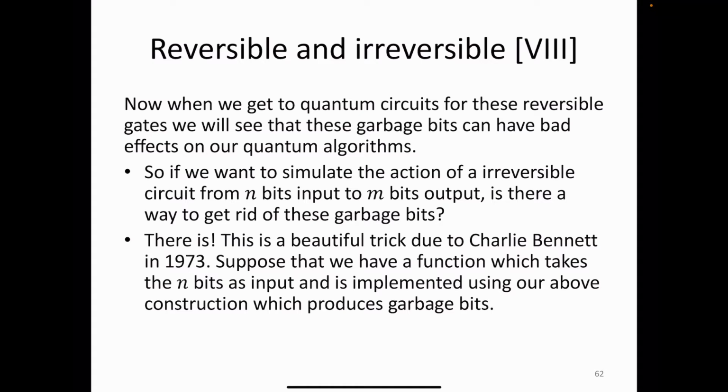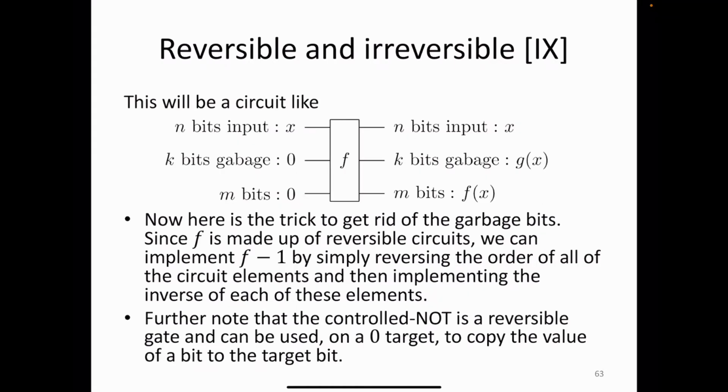So if we want to simulate the action of an irreversible circuit from n bits to m bits, is there a way to get rid of these garbage bits? And there is, and this is a trick from 1973. Now we suppose that we have a function which takes the n bits as an input and is implemented using the above construction, which produces garbage bits.